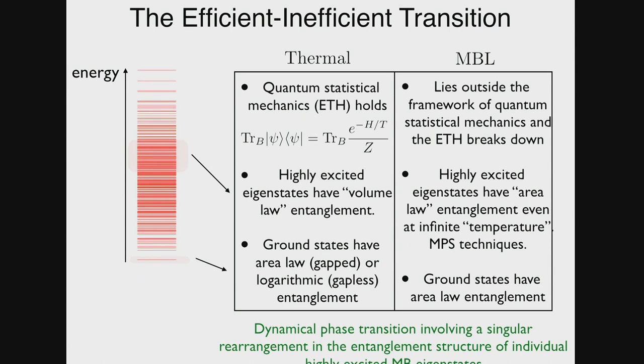Okay, so another way to think of this is this efficient to inefficient MBL transition. On one side, you have an efficient representation of your states because you have low entanglement, and you can use some tensor network approaches to characterize them, because even highly excited eigenstates in some way look like ground states of local quantum systems, whereas on the thermal side, only ground states have area law or logarithmic entanglement based on whether they're gapped or not, but highly excited states have volume law entanglement. So one way of characterizing the MBL transition is that this is a phase transition involving a singular rearrangement in the entanglement structure of individual many-body excited eigenstates. As you tune through the transition, each and every one of the system's many-body eigenstates has this rearrangement in its entanglement properties in some very special way.